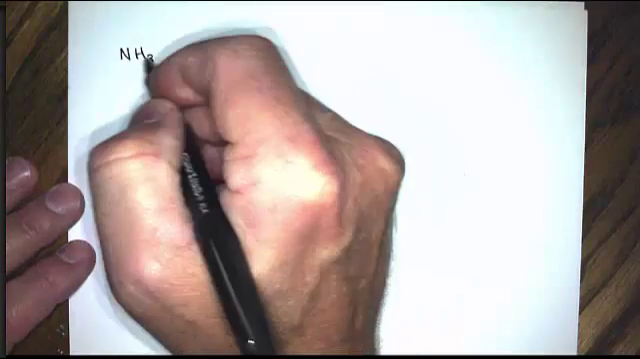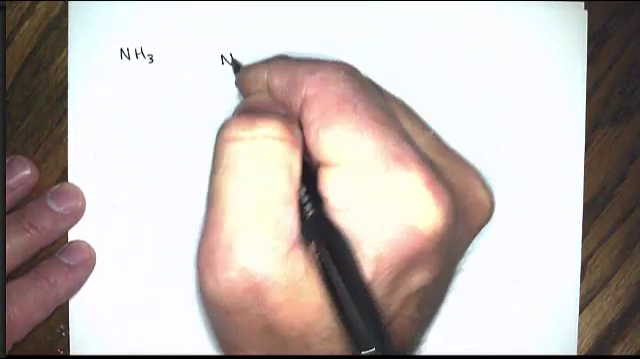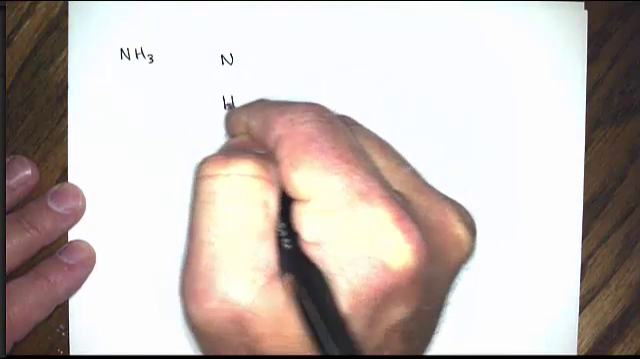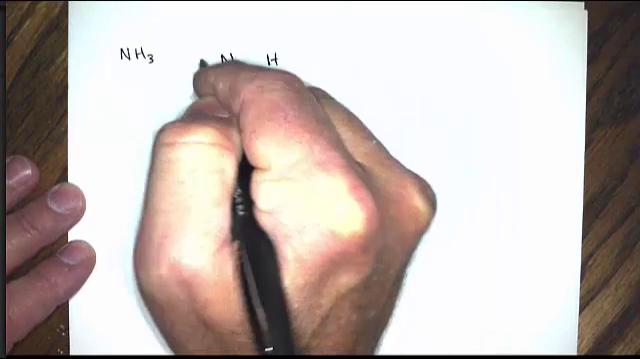So what I've taught you to do is start with what we call in here Lewis dot formulas for each of the atoms in the formula. So we'll start with a nitrogen and 3 hydrogens in this case. I've already told you in advance what number of hydrogens to use because I told you it's ammonia.